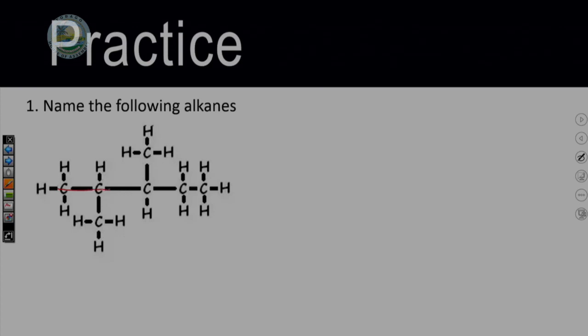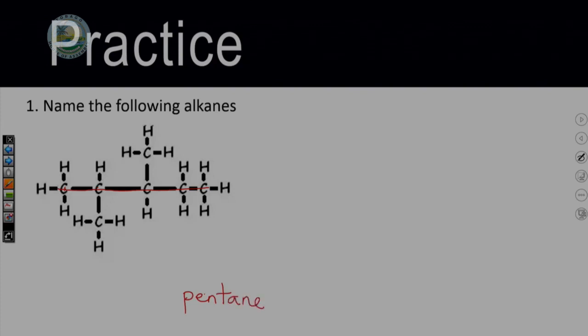So let's find the longest chain. 1, 2, 3, 4, 5. So 5 here is the longest chain. If I go here, 1, 2, 3, 4, of course, it may not be the longest chain. 5 is the longest chain in this case. So since 5 is the longest chain, I know my longest chain is pentane. So I can write this out.